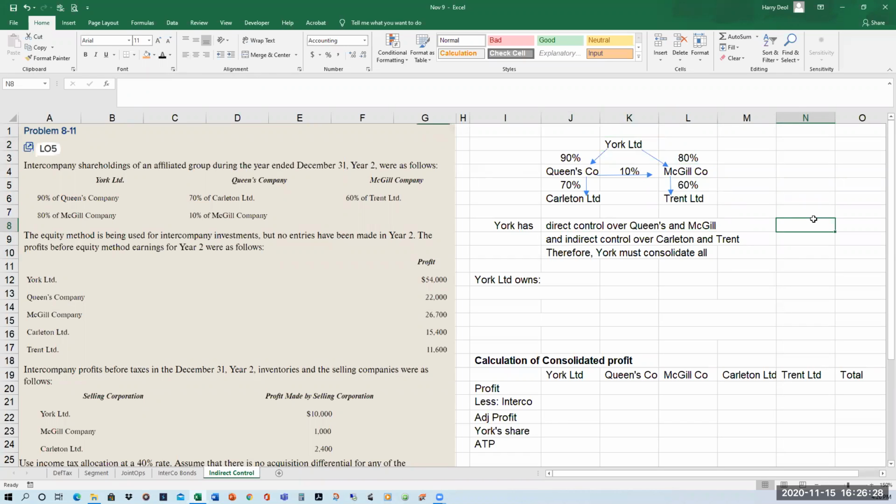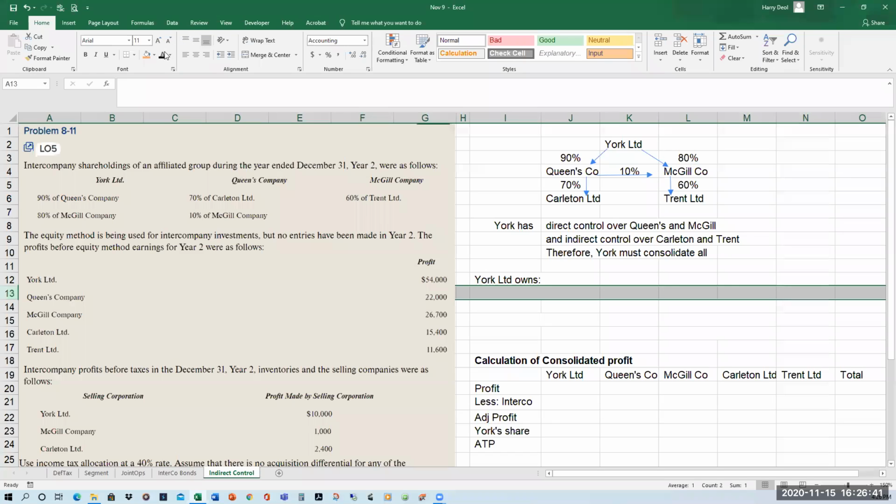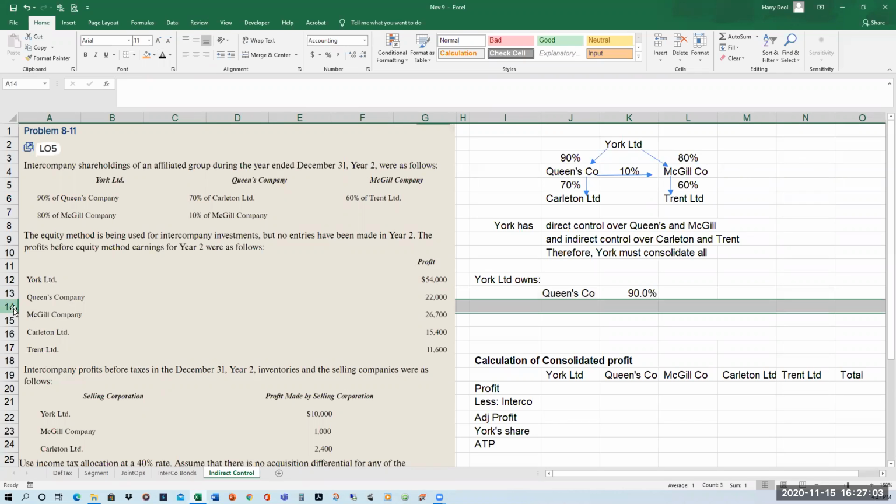So you first have to establish the chain of control. Secondly, you want to look at what the percentage ownership is. As far as Queen's is concerned, York owns 90% of Queen's. Now, as far as McGill goes, York directly owns 80%, and Queen's owns 10% of McGill. So because York owns 90% of Queen's, York owns 90% times 10%, an additional 9% of McGill, giving it a total of 89% over McGill.